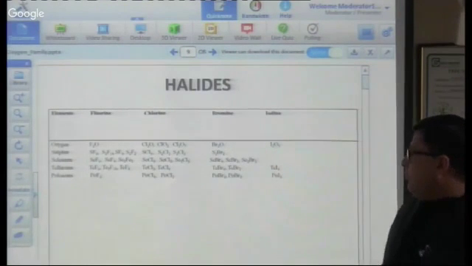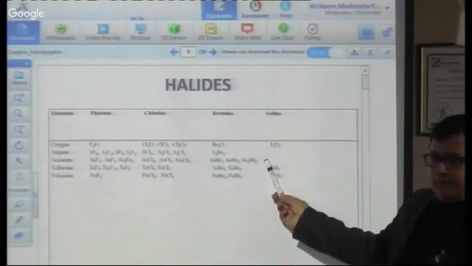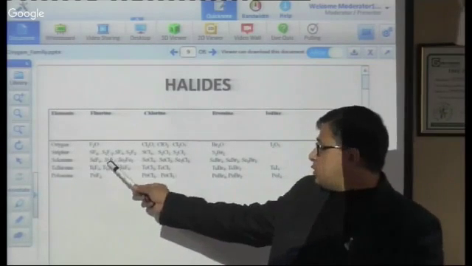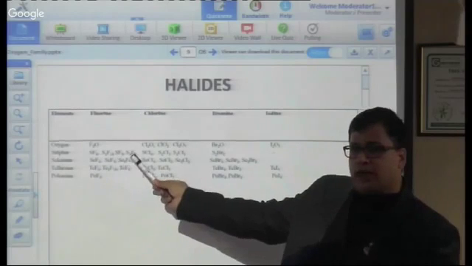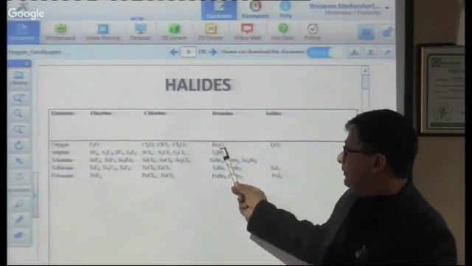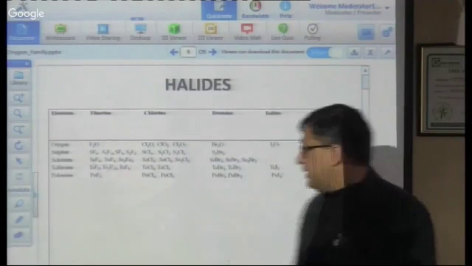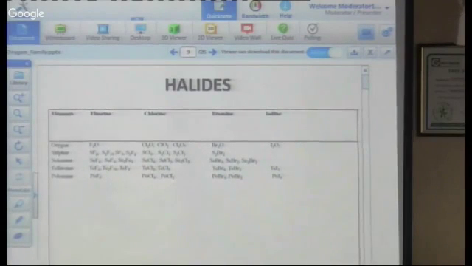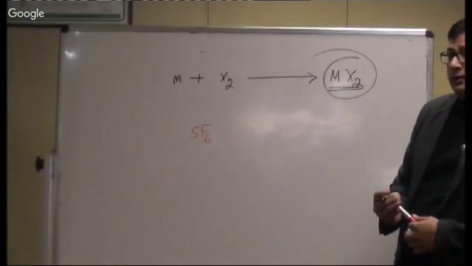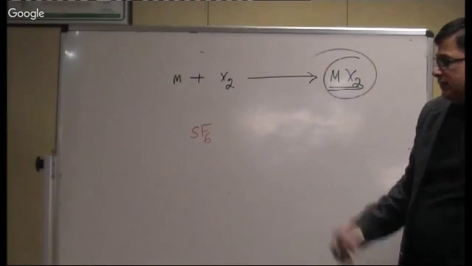Sulfur forms a large number of halides except with iodine. SF6, S2F10, SF4, S2F2. Similarly with chlorine and with bromine. Clear? What will be the hybridization of SF6? What is the structure, and what is the hybridization of SF6? sp3d2.